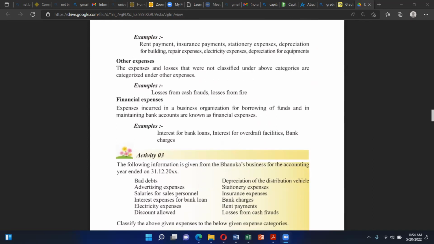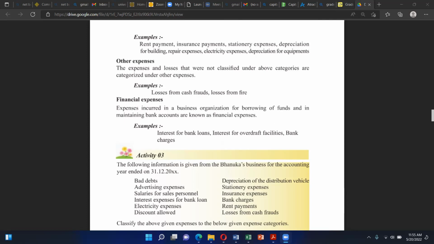Next, write down financial expenses: expenses incurred for borrowing funds and maintaining bank accounts. Examples: interest on bank loan, interest on overdraft, bank charges.